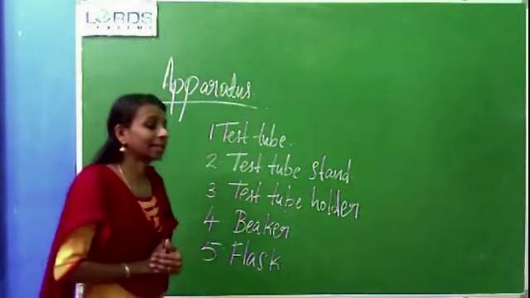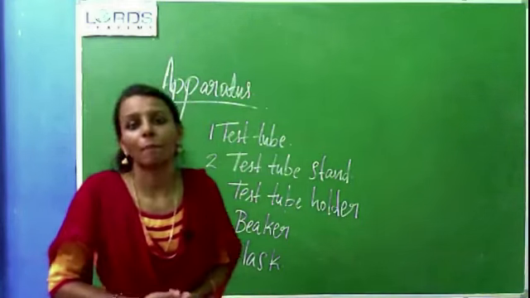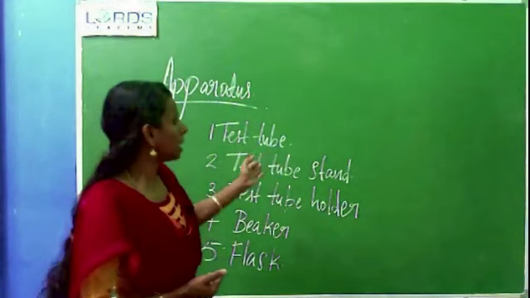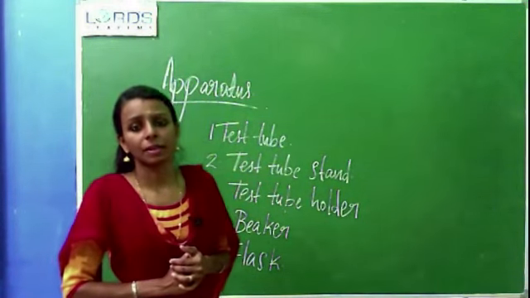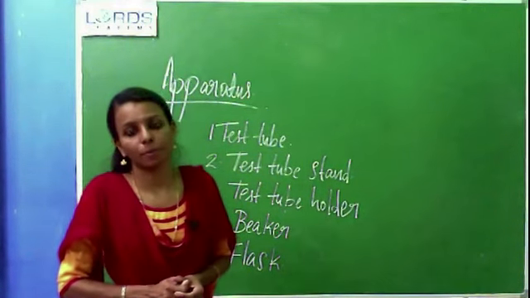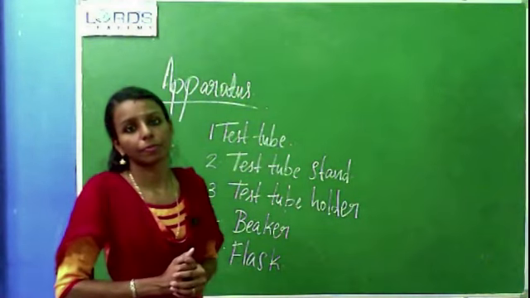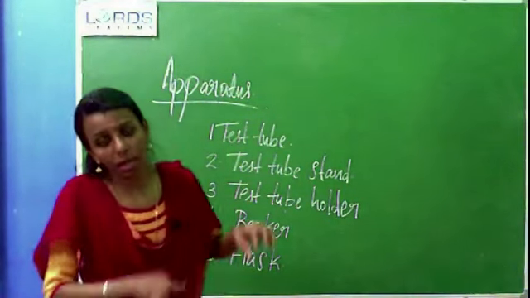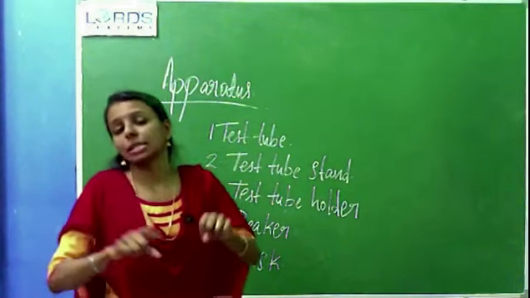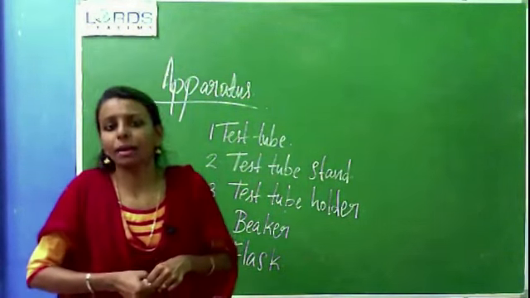Then the second one, test tube stand. Test tube stand is made up of wood or plastic. The use of test tube stand is we can keep the test tubes in an organized manner. Then the third one, test tube holder. Test tube holder contains a metallic rod with a clamp fitted with a wooden part. We can hold the test tube while heated up.